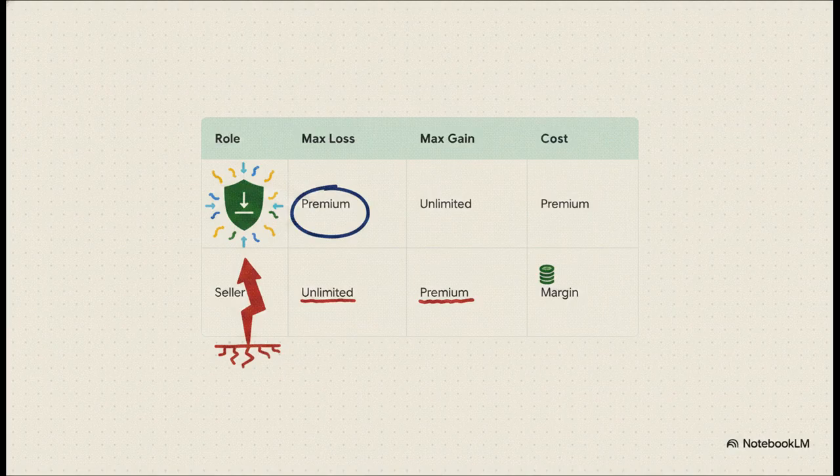Let's look at the dynamics here. For the buyer of an option, your maximum loss is strictly limited to the premium you paid. That's it. It's a defined risk. Your safety net is literally built in. But flip over to the seller, who gets to collect that upfront premium, but in exchange, they take on massive risk, potentially unlimited loss. The buyer has a floor. The seller, very often, they do not.